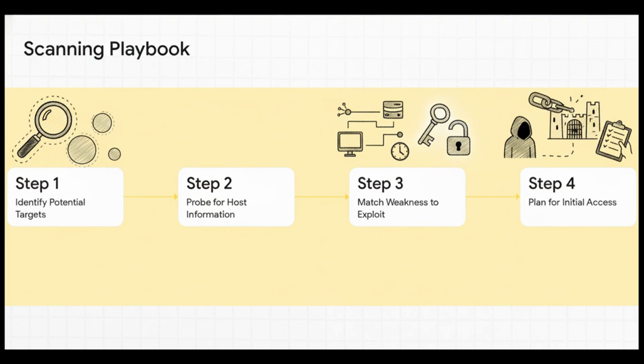First up, they identify potential targets. Simple enough. Then they start probing for that key info we just talked about, software versions, open ports. And once they find a mismatch, maybe some outdated software, boom, they move to step 3. They match that weakness to a known exploit. And that exploit? That becomes their digital key, letting them plan out their initial way in.